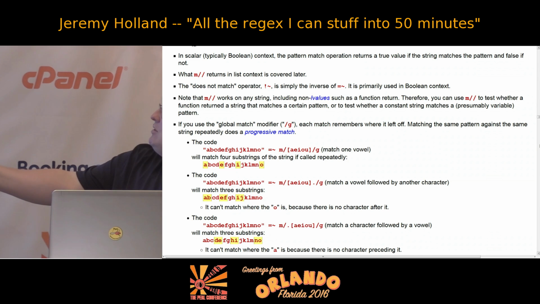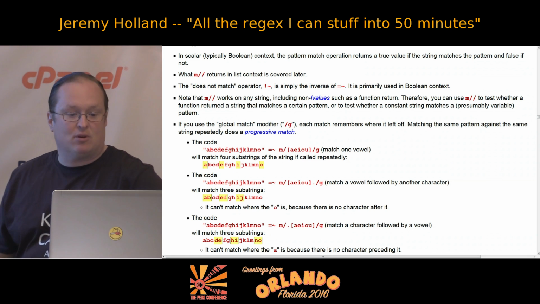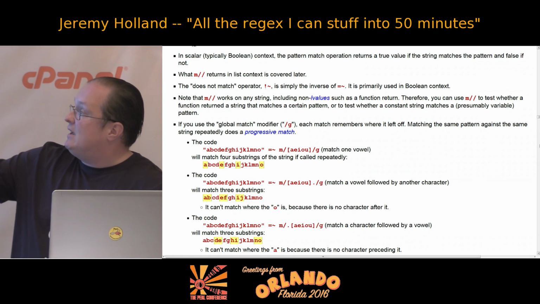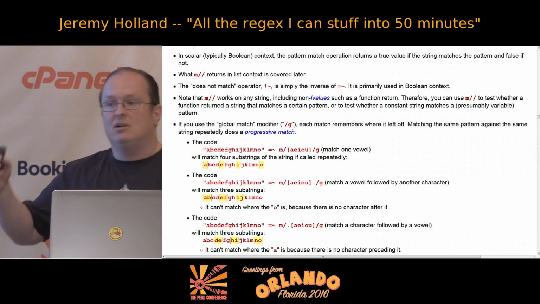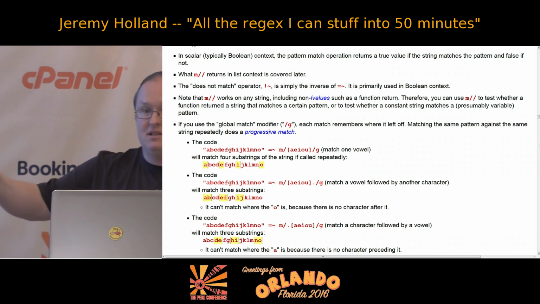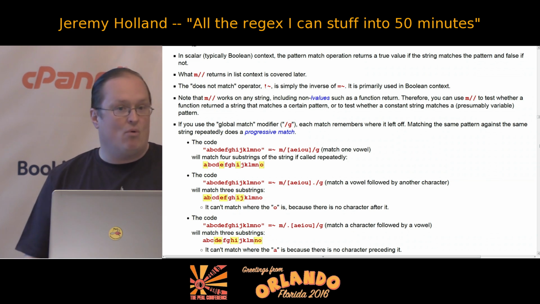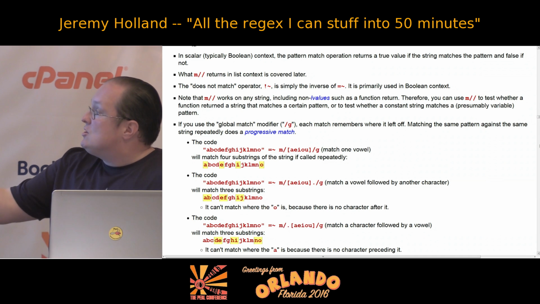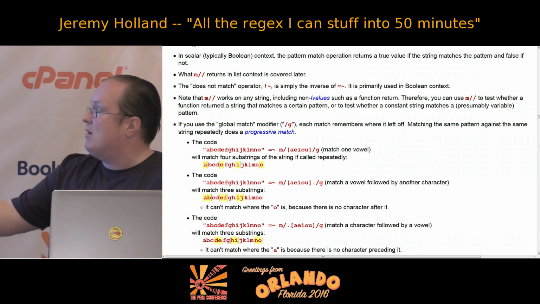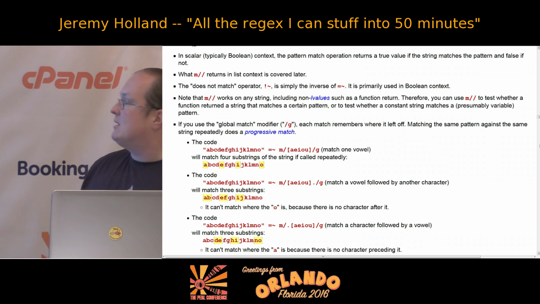Another modifier that you would use for matching is G. G stands for global. What it does is called a progressive match. So if you have a string and you match it against a regular expression with the G, so this one matches one vowel, when you call it repeatedly, it will match again and again later on in the string until it can't match anymore. Sort of like calling each on a list. So similarly, you can match a vowel followed by another character, and it will match in these three places. Note it can't match the O anymore because there's no character there for the regular expression to match.